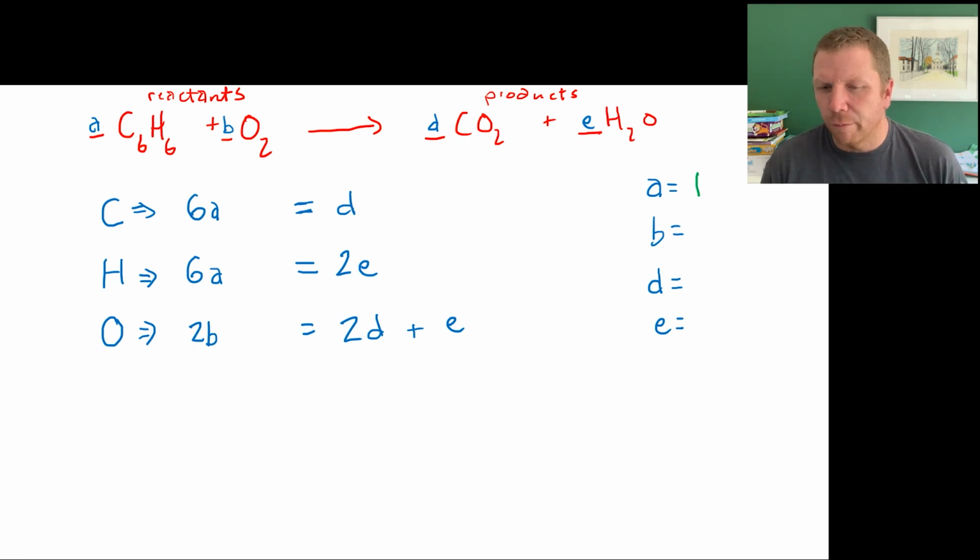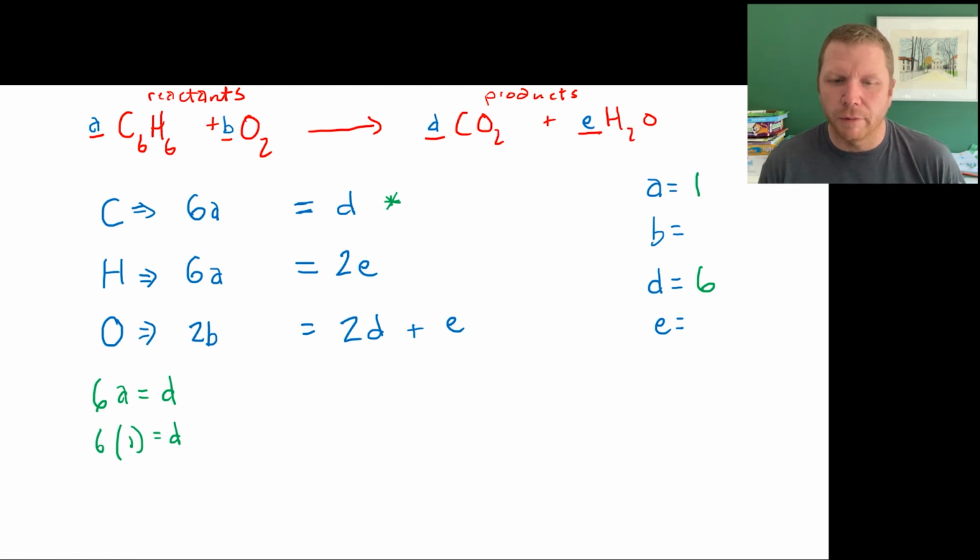Whenever I have information about A, well, I can look at my first equation. 6A equals D. Well, I can substitute the value that I've defined for A as 6 times 1 equals D. Or I could say D is equal to 6. So that's my first equation. I've used that, and I've solved for one of my other variables.